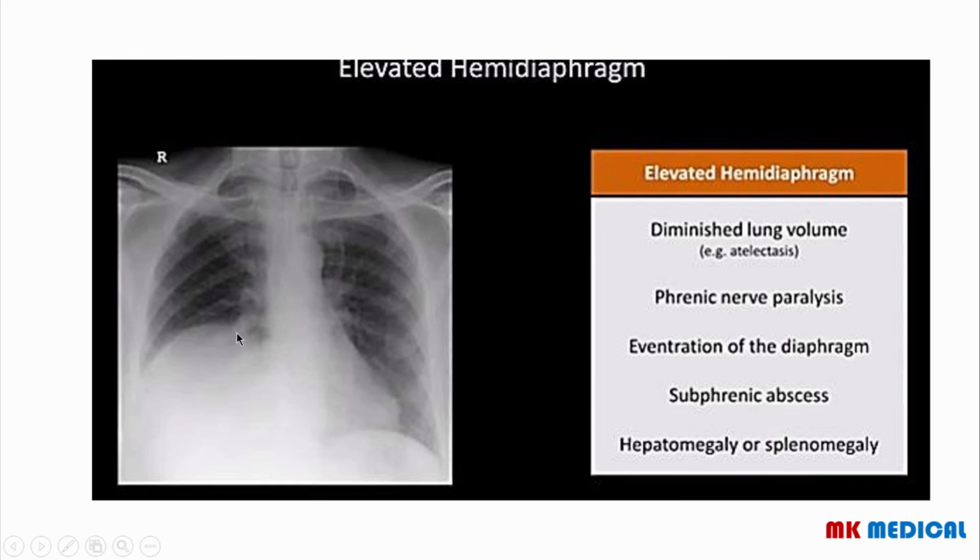So sometimes the diaphragm can be elevated. As we can see here, you have elevation of the right side of the diaphragm over there. It's much higher than it's supposed to be. As you can see, we can still see the costophrenic angle here, so it doesn't mean that there's fluid here. But sometimes it could be that the liver has enlarged, for example in hepatomegaly, sometimes even a subphrenic abscess, sometimes even eventration of the diaphragm. Sometimes you could have phrenic nerve paralysis, or even just a decrease in the lung volume because the lobe has collapsed.